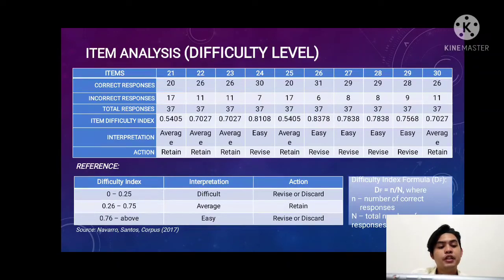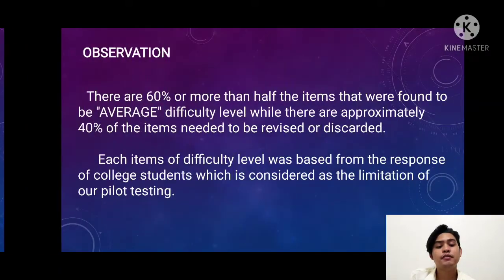Item number 28 got 29 correct responses, 8 incorrect responses, 0.7838 item difficulty index, interpretation of easy, and action should be revised. Item number 29 got 28 correct responses, 9 incorrect responses, 0.7568 item difficulty index, interpretation of easy, and action should be revised. And lastly, item number 30 got 26 correct responses, 11 incorrect responses, 0.7027 item difficulty index, interpretation average, and action should be retained.